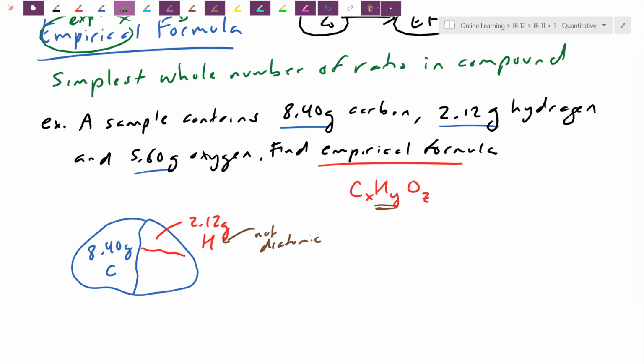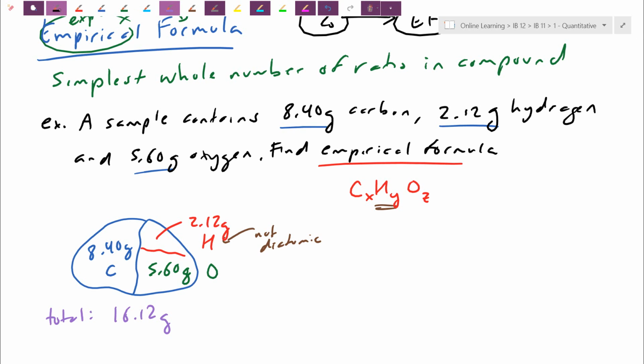And in the same way here, 5.60, although oxygen would have been O2, this isn't oxygen by itself. This is being stabilized by the carbons and hydrogens. It can just be grams of oxygen. Again, just for your thinking here, if I add up these masses, 8.4 plus 2.12 plus 5.6, my whole sample here is 16.12 grams. So that's total. I don't really need that number, but that's just for reference.